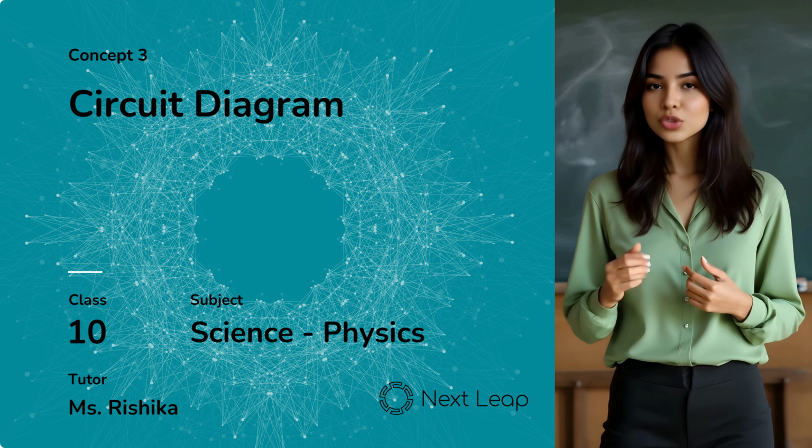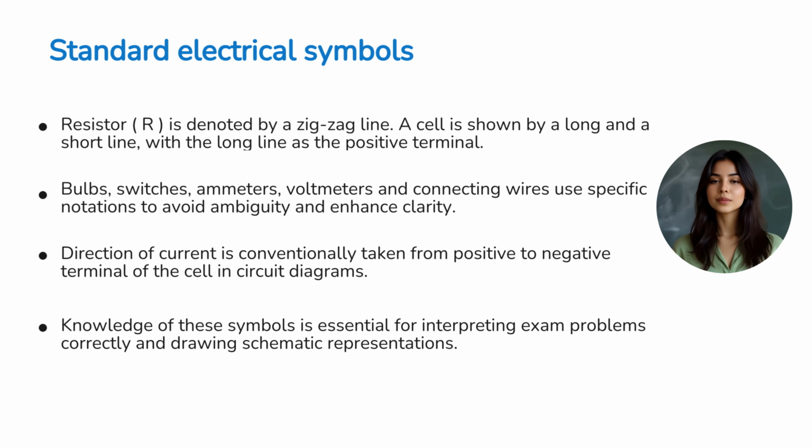Let's dive deeper into the symbols we use in circuit diagrams. Imagine you're assembling a puzzle. Each piece has a shape, right? Similarly, each electrical component has a specific symbol that tells us immediately what it is. First up, the resistor, denoted by a zigzag line. Think of it as a tiny speed bump that resists the flow of electric current. The cell symbol looks like two lines, one long and one short, where the longer line represents the positive terminal, kind of like a plus sign hanging out.